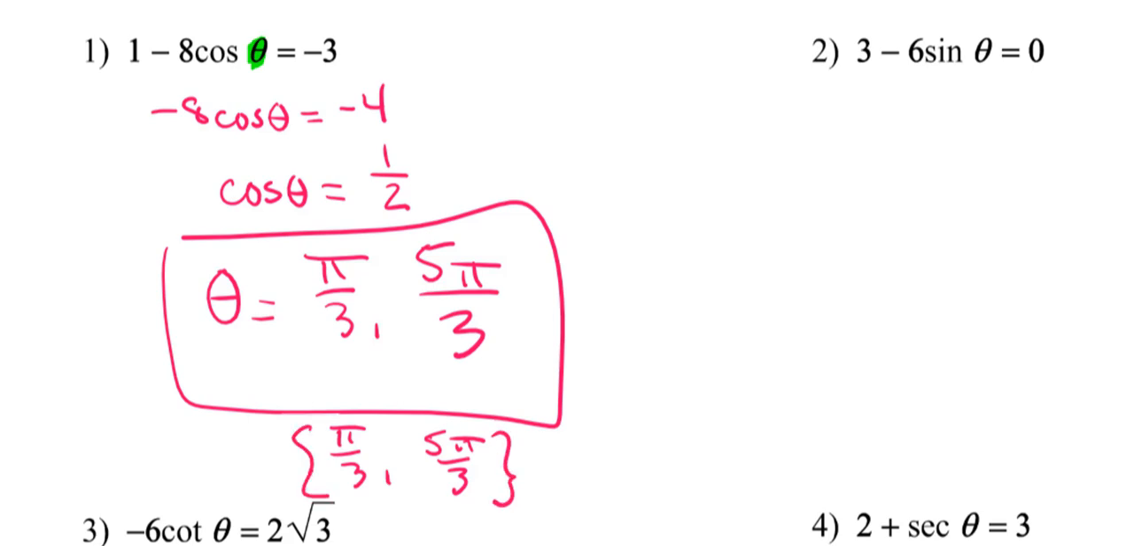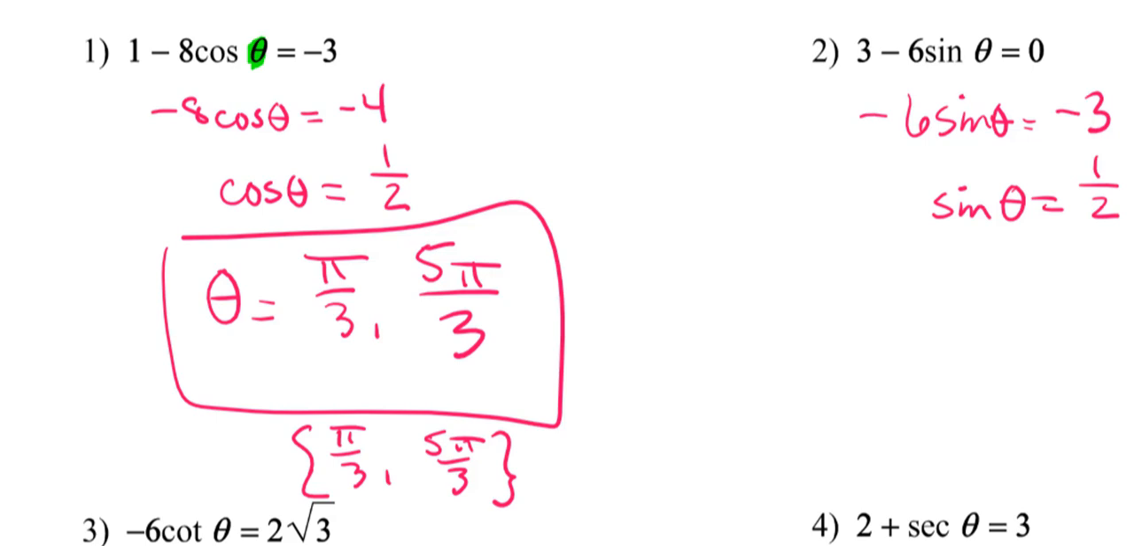Now let's take a look at example number 2. If you got this, go ahead and hit pause. I think you probably might be able to do example 2 on your own. For those of you who want more, let's go ahead together. So -6 sine of theta equals -3. Dividing both sides by -6, we get sine theta, again, is going to give us a 1/2 value.